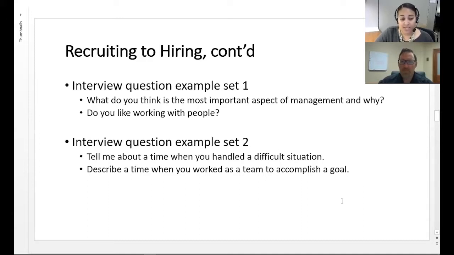But versus someone who says, I really enjoy working with teams. I like getting to know people. I think it's really important to get to know the strengths and weaknesses of everyone on the team so that we can work cohesively together.